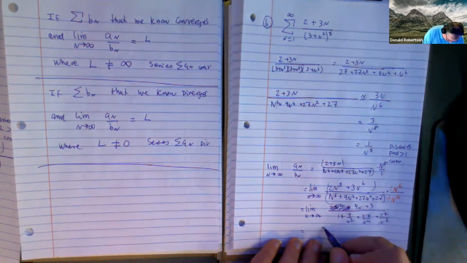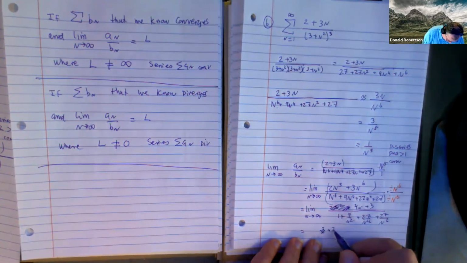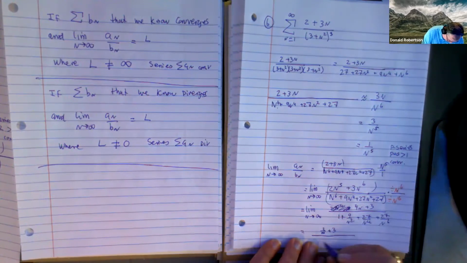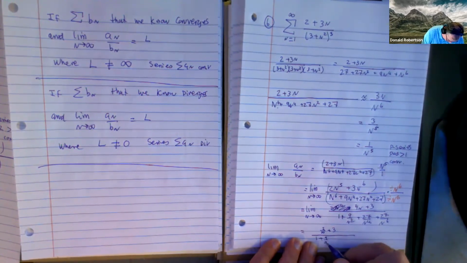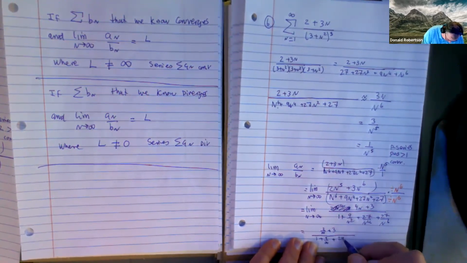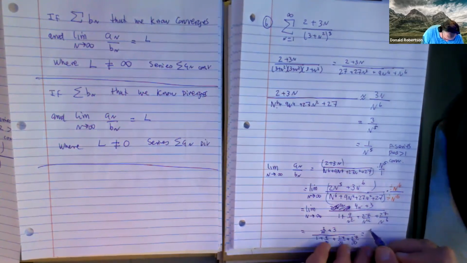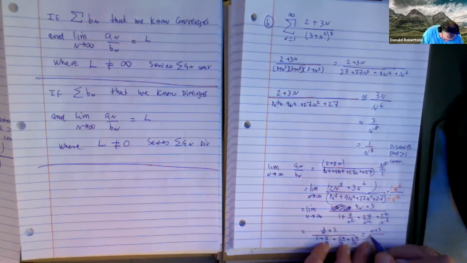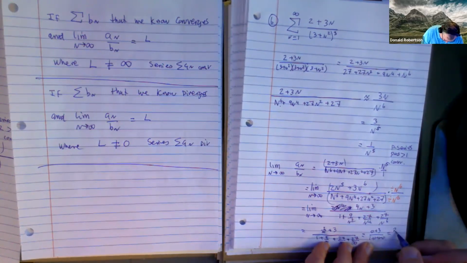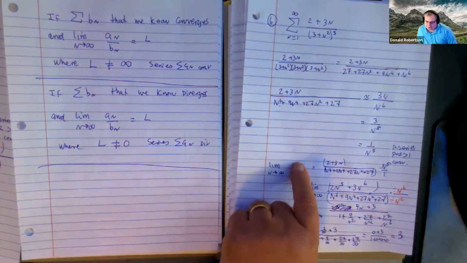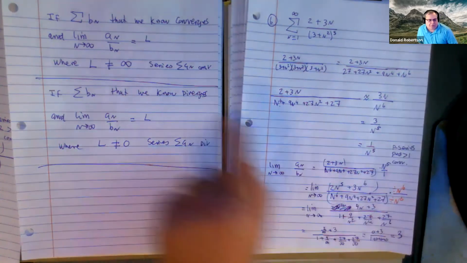Brute force now. 2 over infinity, I had 3 on the top. A 1 plus 9 over infinity squared, 27 over infinity to the 4, 27 over infinity to the 6. You get 0 plus 3 on the top, and 1 plus lots of zeros on the bottom. And the answer is 3. The limit of this ratio is a number that is not infinity. So our series converges.